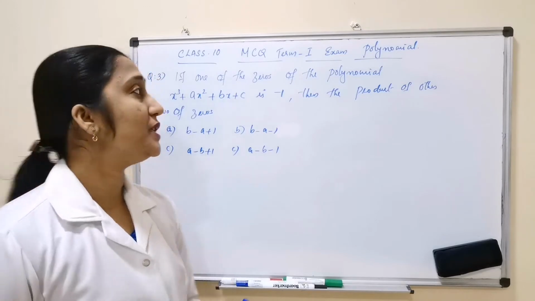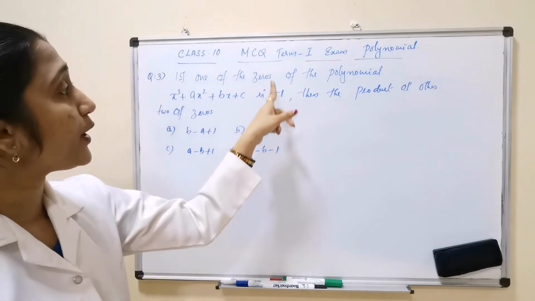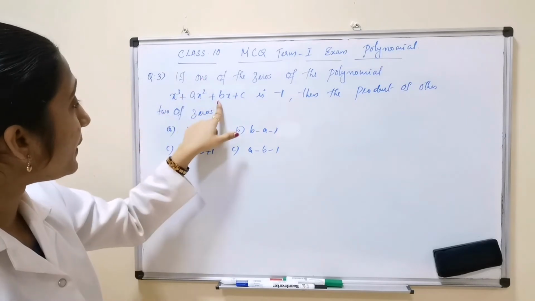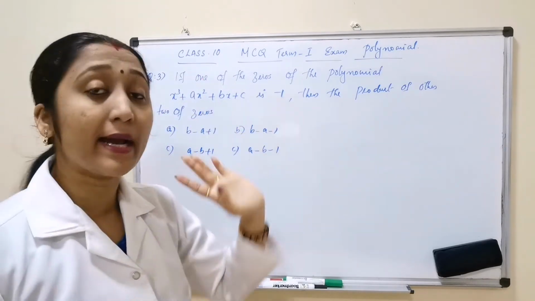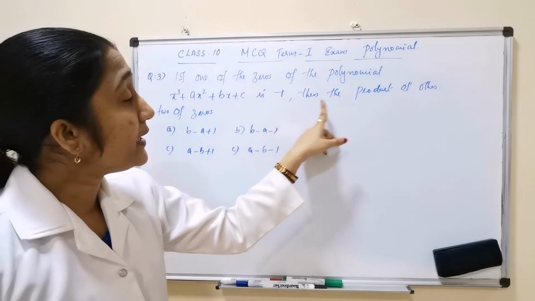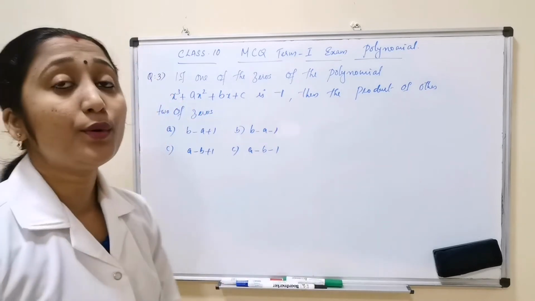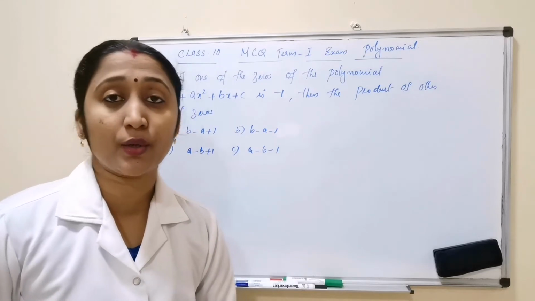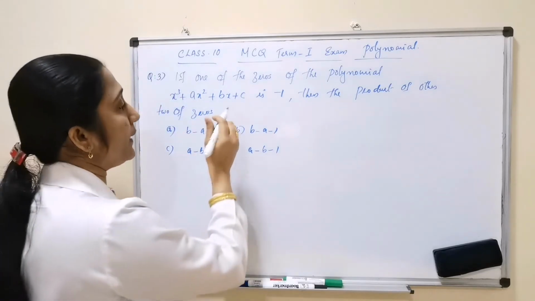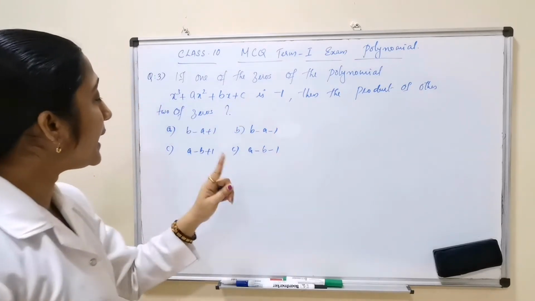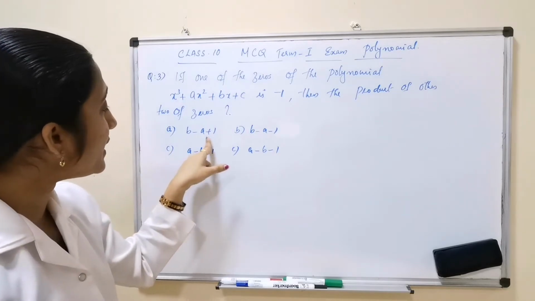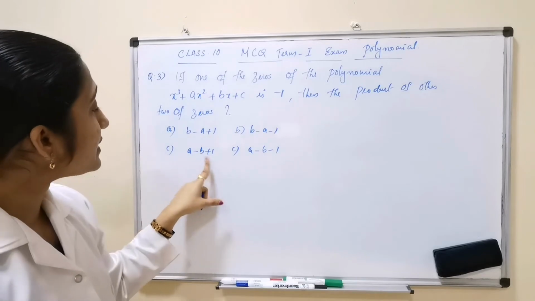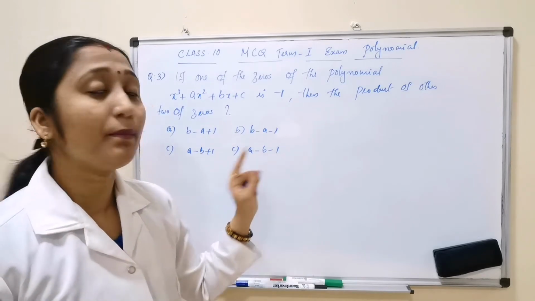The third question is: if one of the zeros of the polynomial x cube plus ax square plus bx plus c is minus 1, then what is the product of the other two zeros of the polynomial? That is the question. The given options are b minus a plus 1, b minus a minus 1, a minus b plus 1, a minus b minus 1.